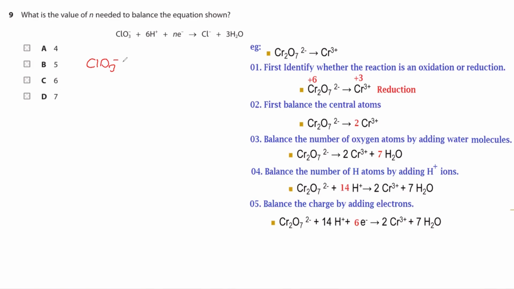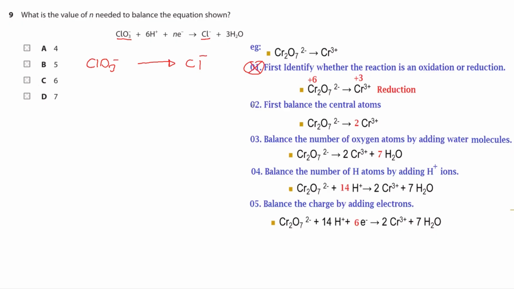ClO3 minus plus H plus plus electrons gives you Cl minus. But I'll teach you step by step how we do this balancing part. So this is a reduction reaction. ClO3 minus, when you look at it, you can see chlorine has oxygen on the reactant side. On the product side, chlorine does not have oxygen. So it's a reduction. The first step is to identify whether the reaction is an oxidation or reduction. That's for your reference because it makes the next part easier. But since it's an MCQ, you don't need this step.